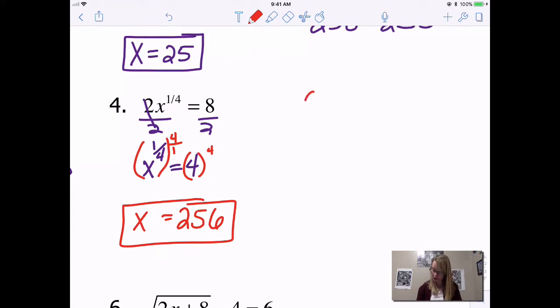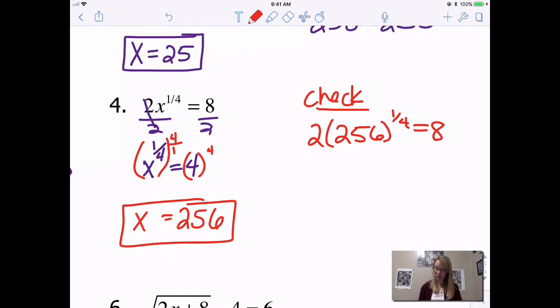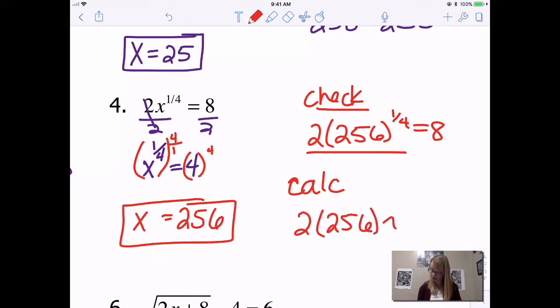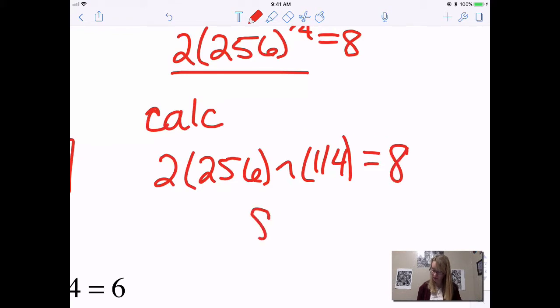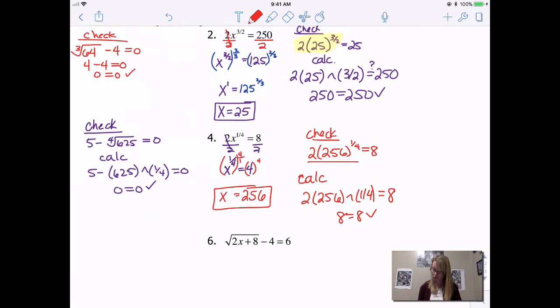And to check, again, you have to check. You will lose points if you do not check. You do 2 to the 2 times 256 to the 1/4 equals 8. This you can plug straight into your calculator, the left side. So I will say calc 256 caret 1/4. And in fact, 8 does equal 8. Check.